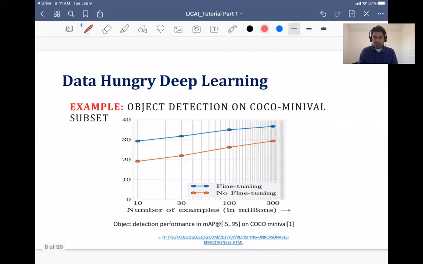Okay. So deep learning is extremely data hungry, and this is clear as you can see over here. You have growth in accuracy as the number of data points increases, right? So this is just one such example. The y-axis here is the mean average precision. The x-axis is the number of examples in millions, right? And this is the performance of object detection.